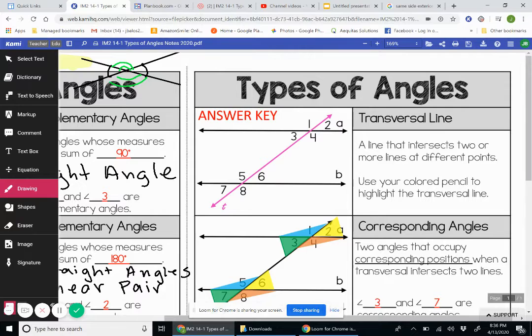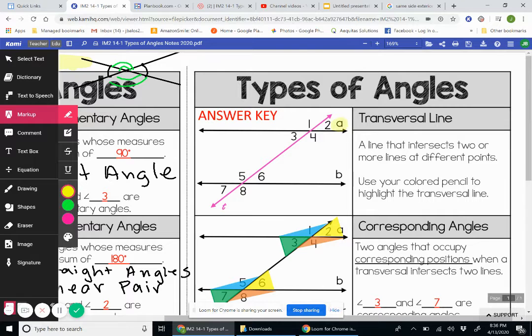See, in this picture right up here, we have 2 lines, line A and line B. That's this line and this line. The purple line goes through both of them. It's called a transversal. A transversal is just a line that intersects 2 or more other lines. In this case, this pink line right here, or purple, whatever you want to call it, is your transversal.